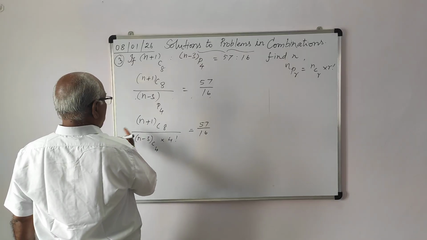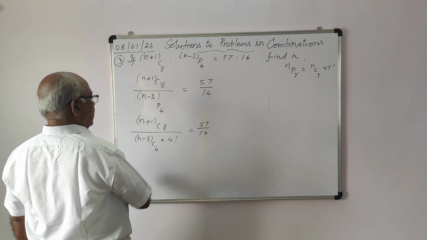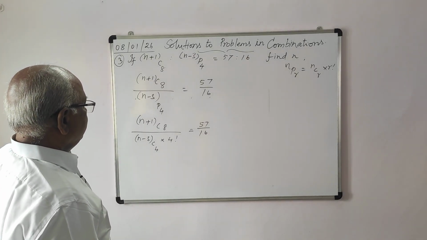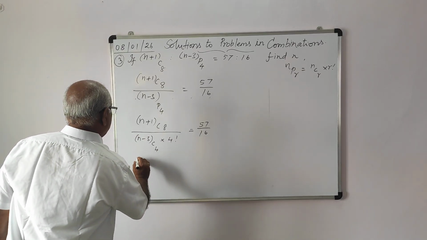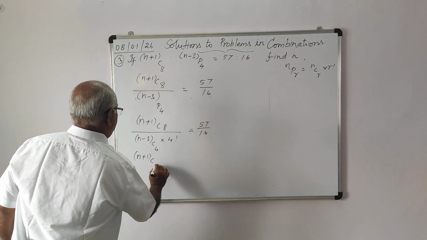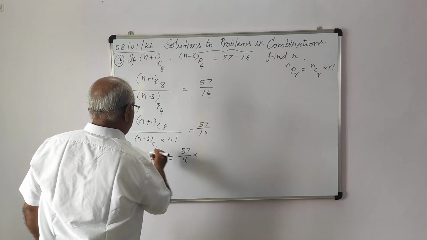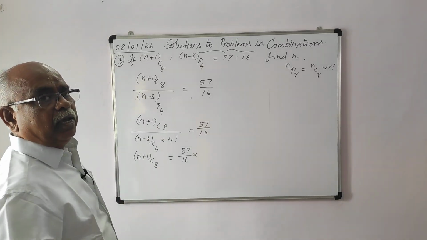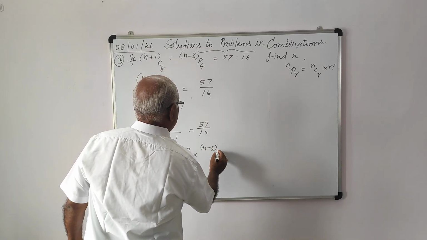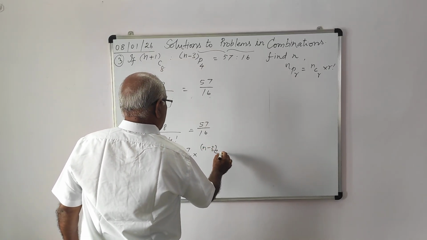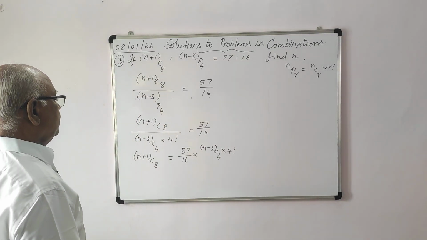And you bring these entire terms to the right hand side. (n+1)C8 equal to 57 by 16 into this denominator term. If you bring it to the right hand side, it comes to the numerator. So (n-3)C4 into 4 factorial.